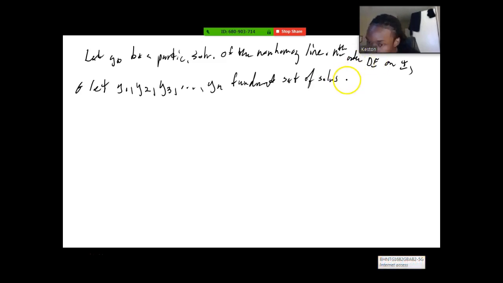Of the associated homogeneous differential equation, on that same interval I. That's what's given. Now this is pretty straightforward, but just to get what it is, P doesn't have a very long tail, does it?